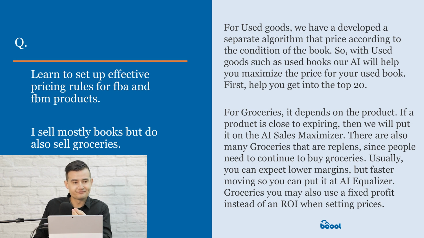So let's say you are selling some Skittles, for example, some candy, and you've got it for 99 cents. Then maybe you want to sell the whole package for maybe $4. So then you can use the estimated profit and put that in there. Usually you can expect lower margins, but faster moving. So you might put that on the AI equalizer and you can adjust it to a sales booster if you want more turnover. And so that's our recommendation if you're selling groceries.